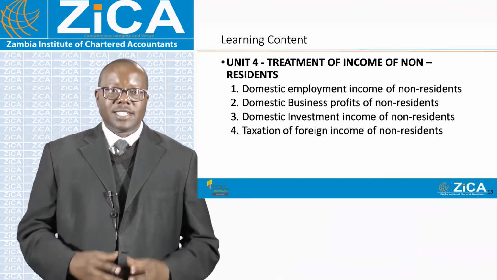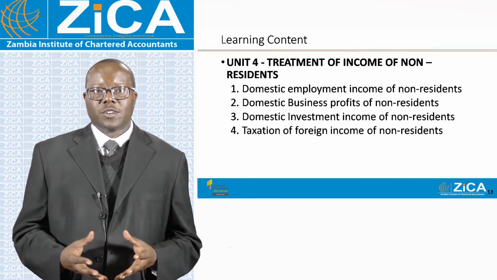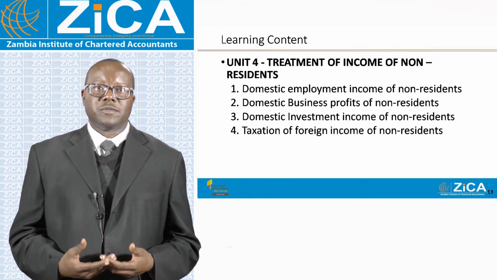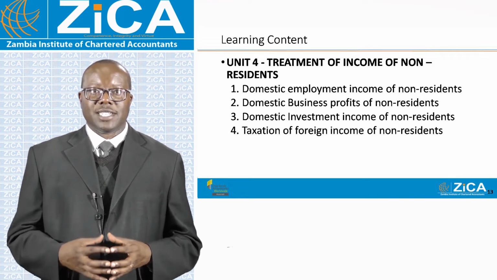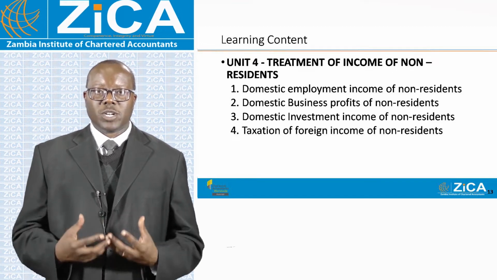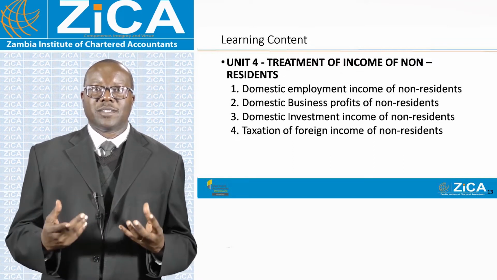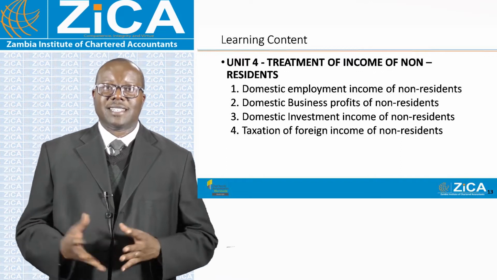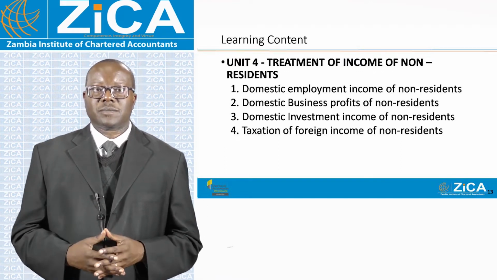The fourth unit, Unit 4, Treatment of Income of Non-Residents. When we are looking at the treatment of income of non-residents, the main focus is on Zambia. We are looking at persons who are not resident in Zambia and where these persons receive or earn income. And the elements under this unit which will be covered are 1.